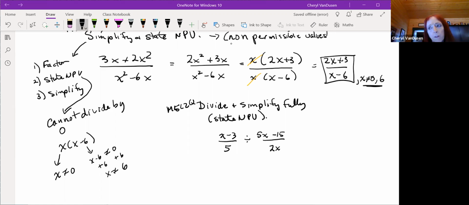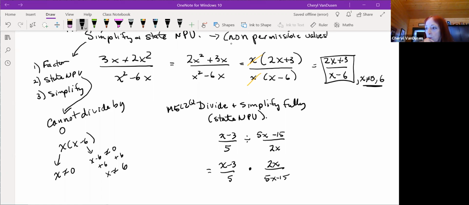So far, not really hard factoring. I'm not trying to throw too tough a factoring in, just trying to slowly put everything together for us. So the first thing I would do with a division question is flip the second one upside down. I wouldn't do the factoring yet. Personally, I would just do this. x minus 3 over 5 multiplied by, I'm going to use a times sign because we've got x's, 2x over 5x minus 15. Okay, that's our first step.